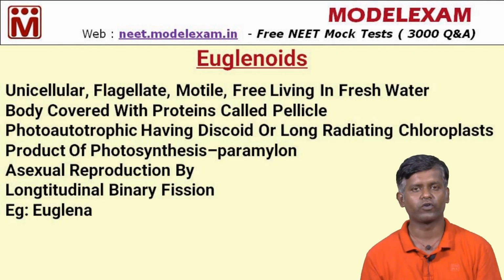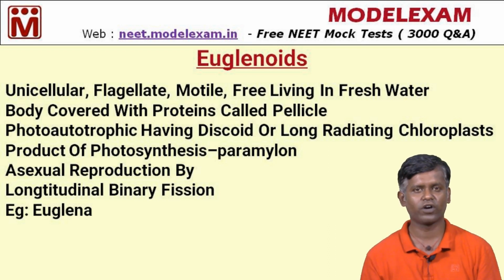Euglenoids. What are euglenoids? They are unicellular, flagellate, motile, free living in freshwater bodies. Their body is covered with proteins called pellicle. They are mostly photoautotrophic, that is, they derive light, and based on this light, they synthesize their own food.